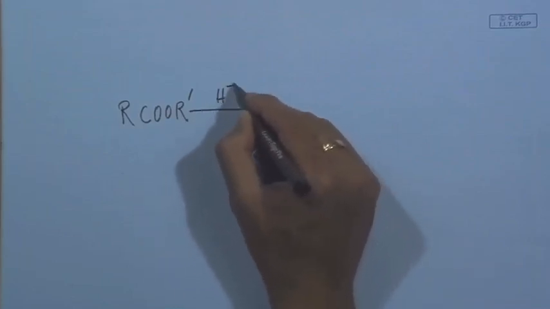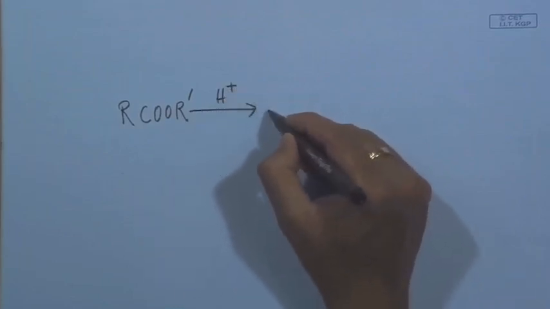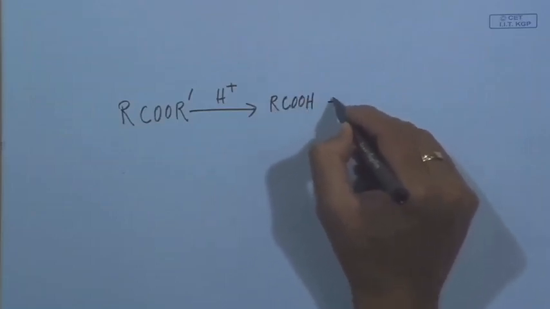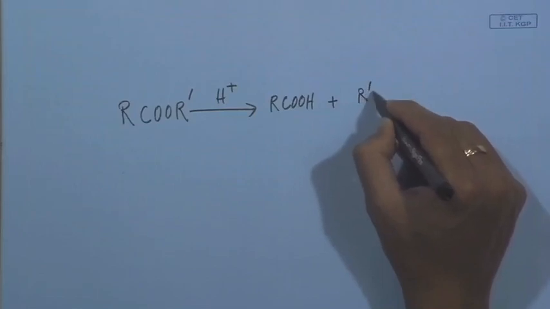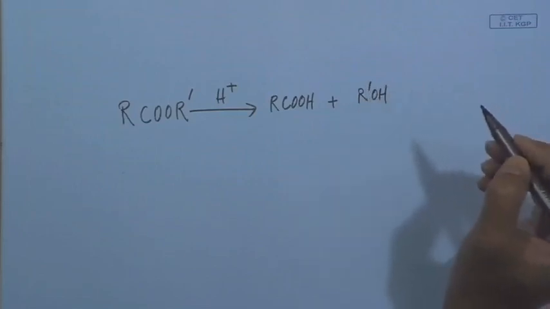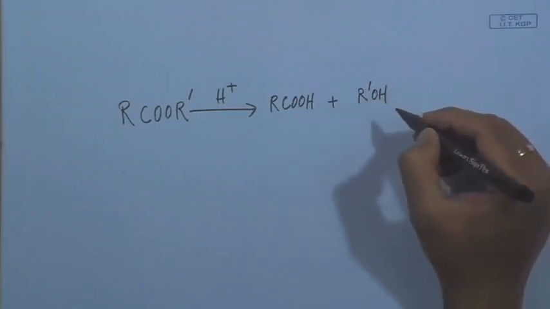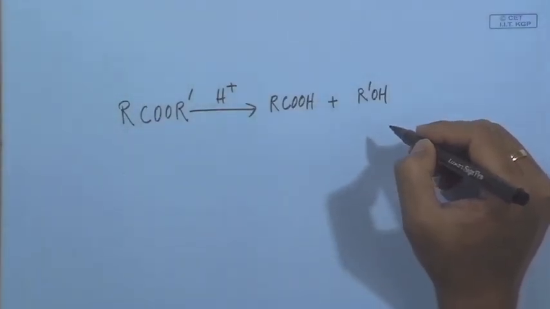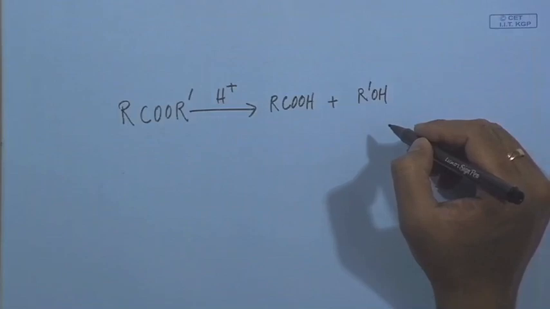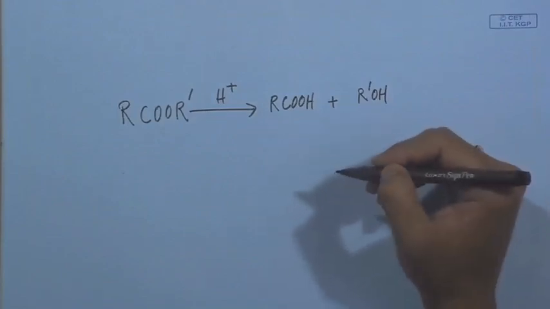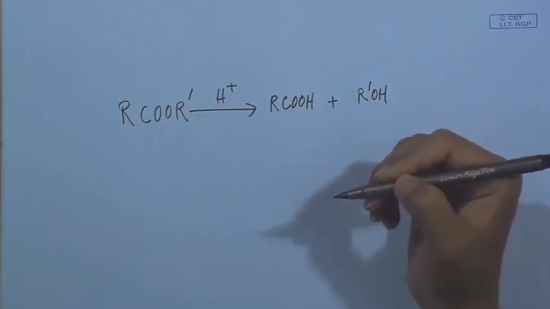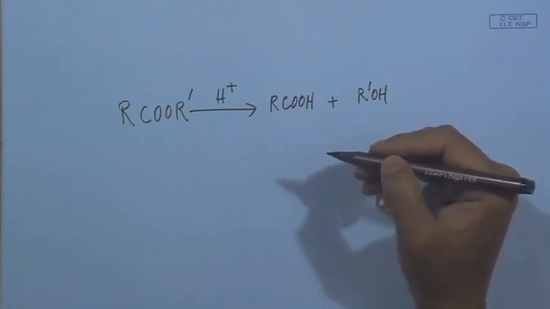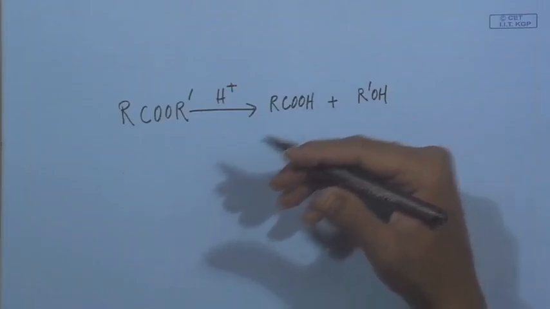with H plus, giving rise to RCOOH plus R'OH. So this is acid catalyzed hydrolysis of ester. If you measure the rate of reaction, you will find that it takes time. It is not very fast, it happens slowly.